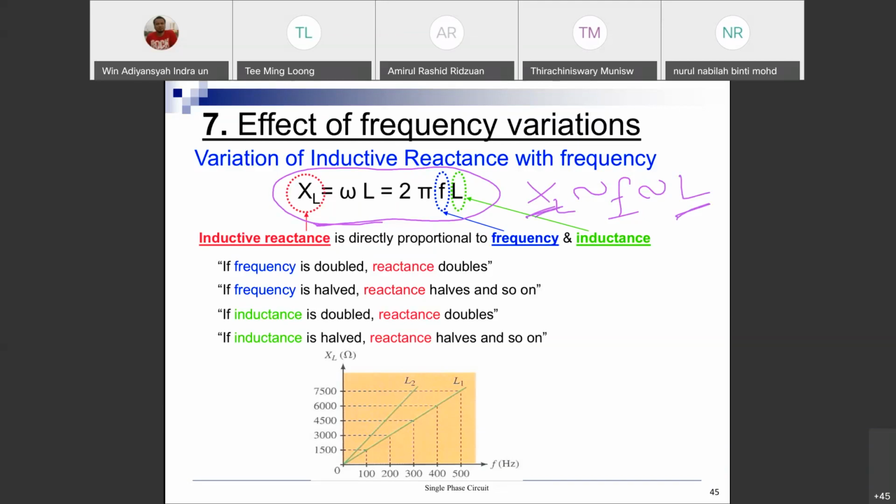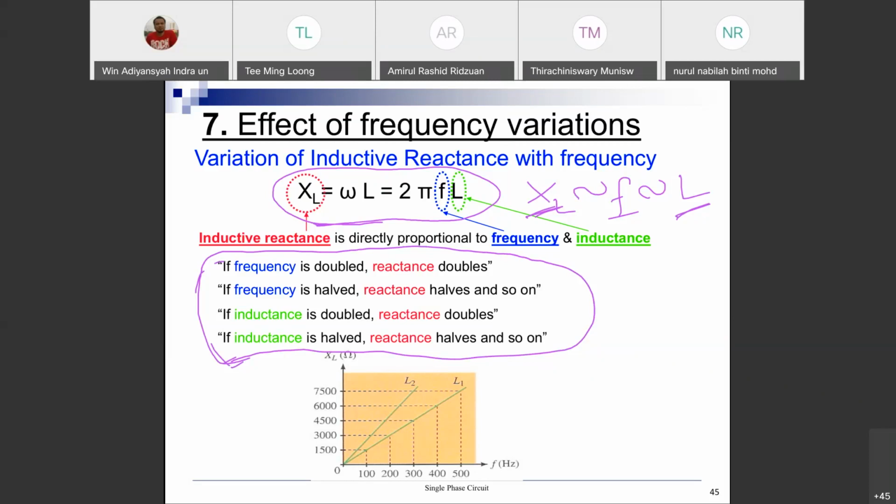This is what the formula explains. Frequency double, reactance double. F double, XL double. F half, XL half. L double, XL double. L half, XL half. Okay, linear relationship.